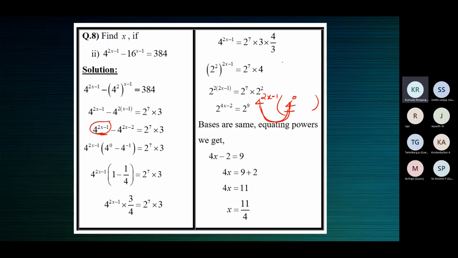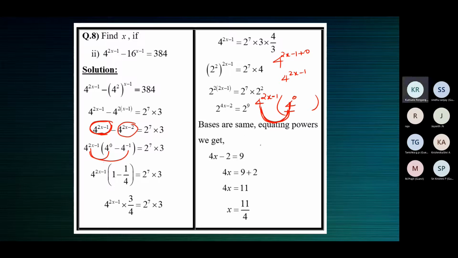I'll tell you. So now how do you multiply these two? We add the powers. So 4 to the power 2x minus 1 plus 0, so 4 to the power 2x minus 1. This into this will give us this term. This into this will give us the second term.